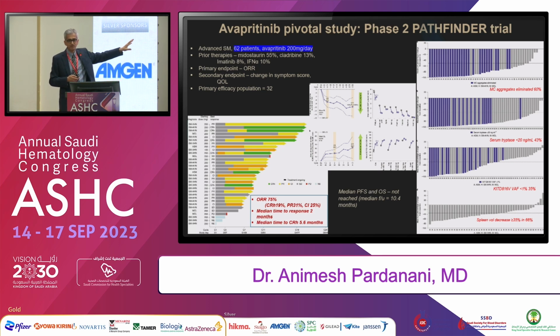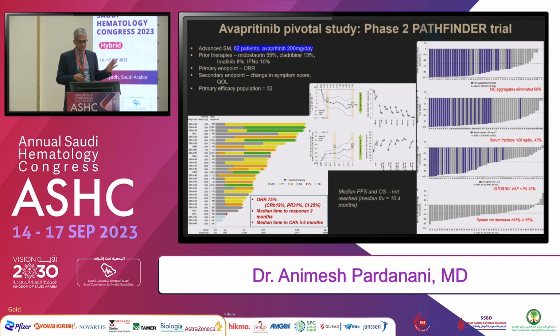So the avapritinib approval came from 2 trials. This is the phase 2 trial. So advanced mastocytosis patients, 62 patients were treated at 200 milligrams per day, and the primary endpoint was overall response rate. So you can just look at that box at the bottom left. Overall response rate, 75%, but impressively, about 20% of the patients had a complete response. This is not something we've seen frequently with other therapies for mastocytosis.